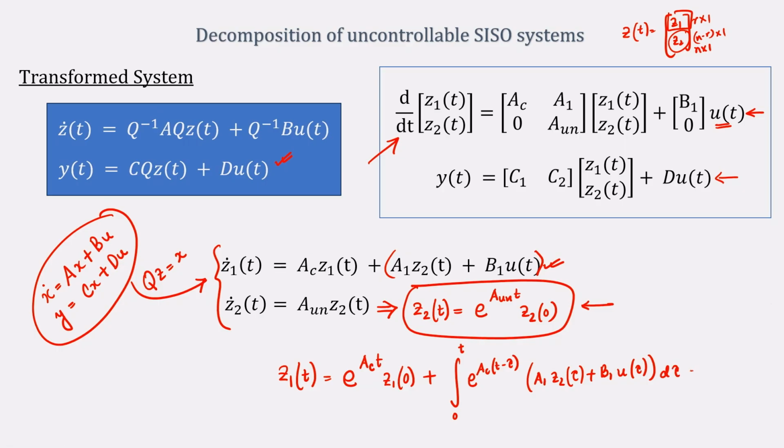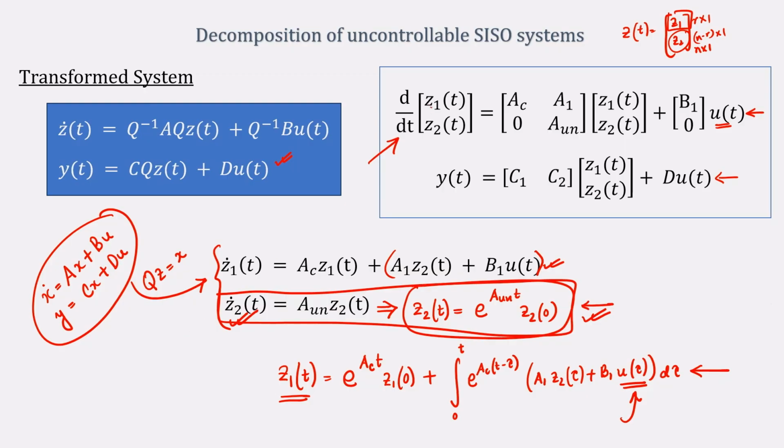So, this will be the solution of the first equation, and you can note that Z1(t) can be influenced by the input. Although Z2 is coming in here, it can be influenced by the input, whereas in the second equation the input had no role to play, which means that for the last n minus r differential equations, we will not be able to influence those state variables.